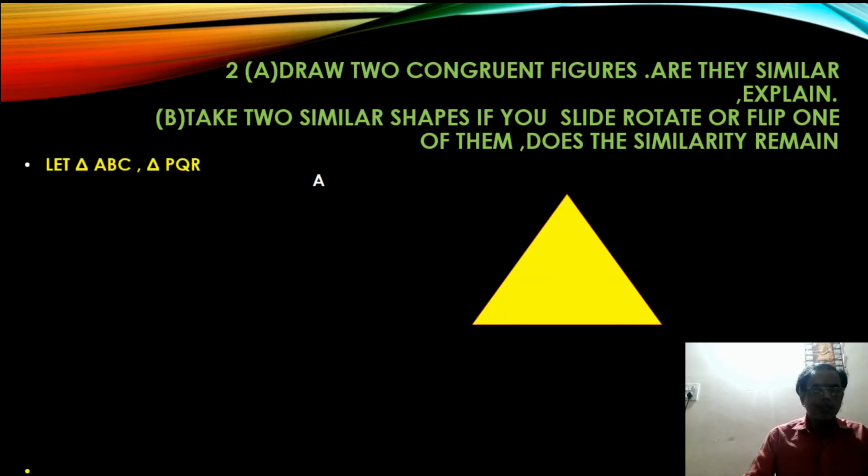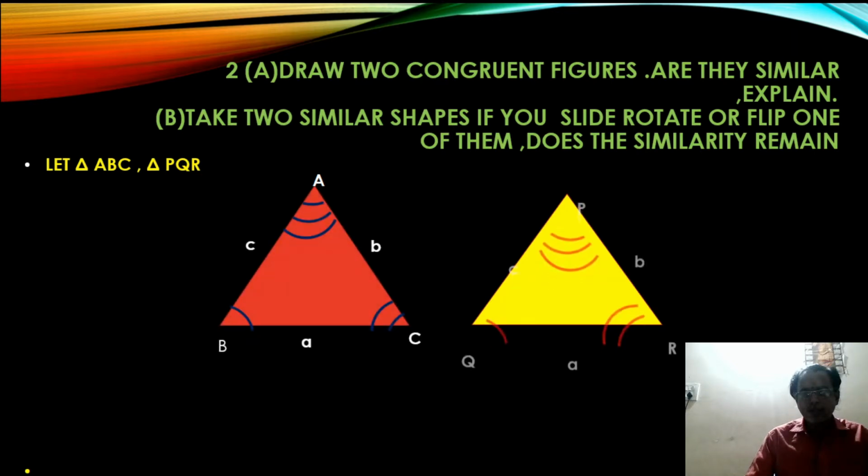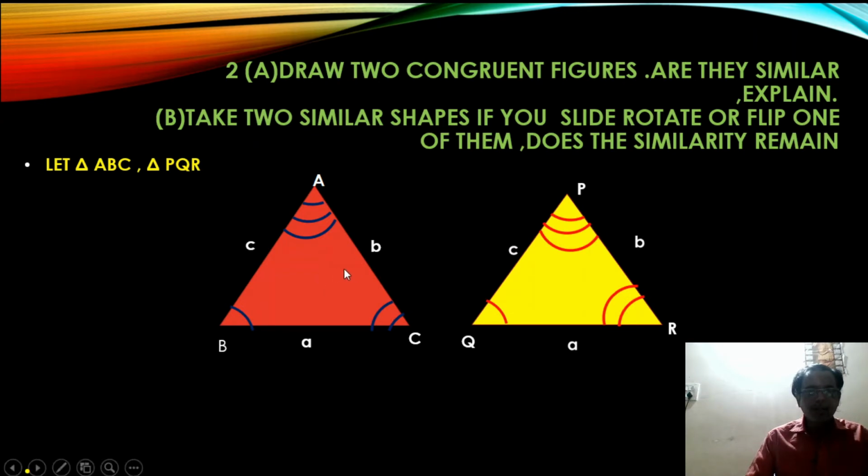Let us take 2 triangles, triangle ABC and triangle PQR. Here let us assume the length of BC is a, AC is b and AB is c. In the same way here also, the length of QR is a, PR is b, PQ is c. Why? Because we have to take 2 congruent figures, so we have to explain whether they are similar or not.